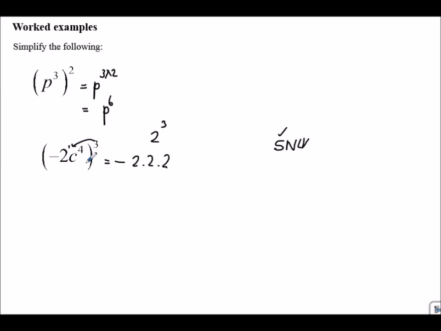When I raise a power to a further power, I write down my base, which is c, and I multiply exponents. 4 multiplied by 3. This is just your thinking. You do not need to write this step out. So negative 2 multiplied by 2 multiplied by 2, or 2 cubed is 8. C, 4 multiplied by 3 is 12. You can go directly from that step to this step.